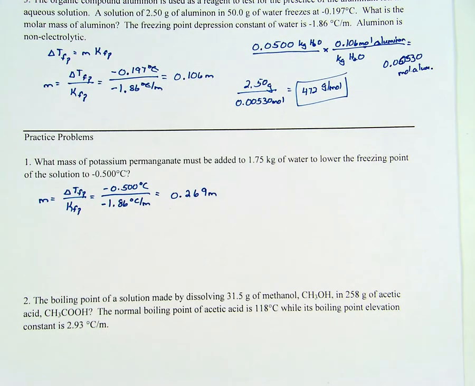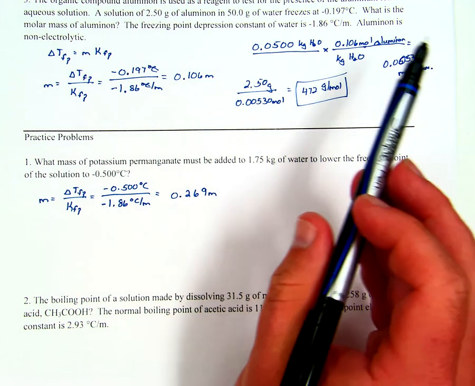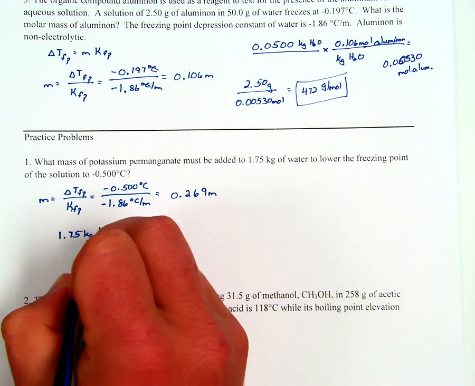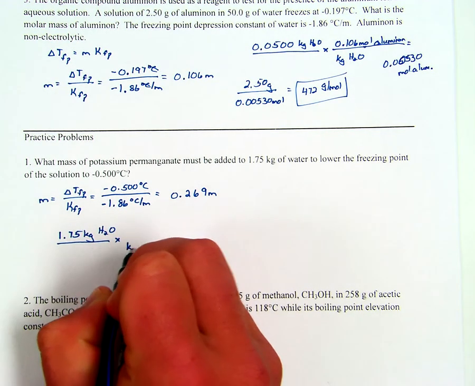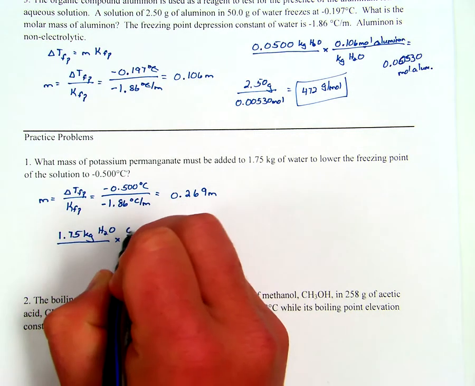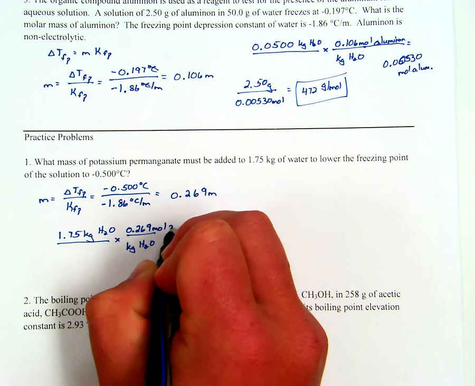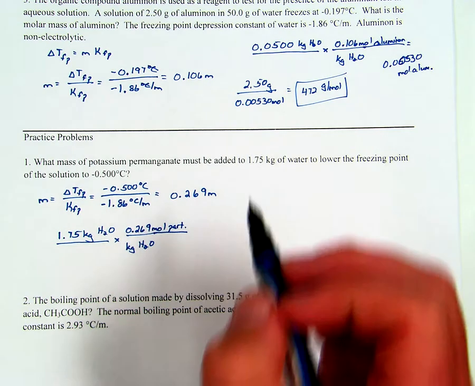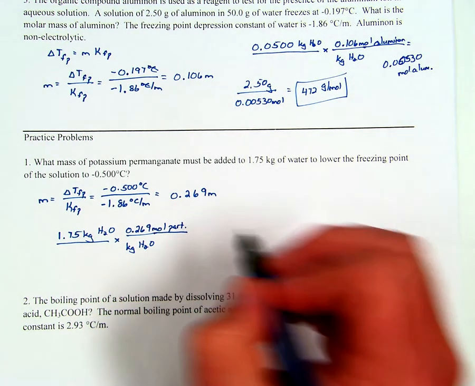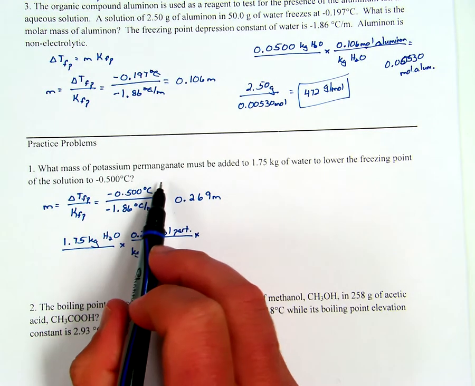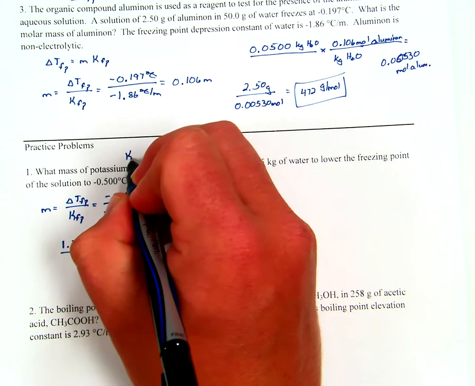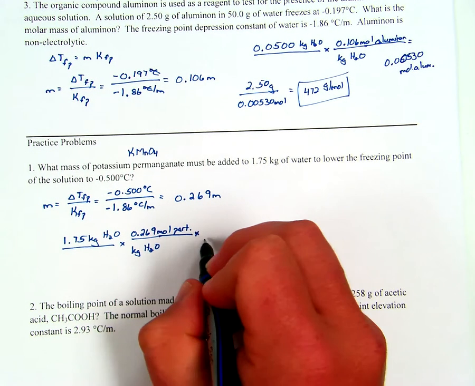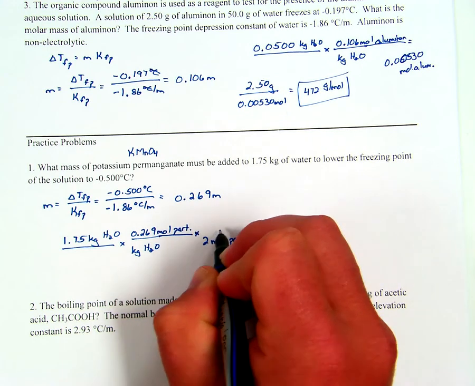Alright, so again, remember like we did before, we can use that as a conversion factor. We have 1.75 kilograms of water, and I know that every kilogram of water will contain 0.269 moles of particles. Now, if potassium permanganate were a non-electrolyte, this would be all I would need to do. Well, I need to do a mole to gram conversion. But potassium permanganate is an electrolyte. If you're not sure of the formula, it is KMnO4. So this will break into two ions, a potassium ion and a permanganate ion. So for every 2 moles of particles, I get 1 mole of the KMnO4.